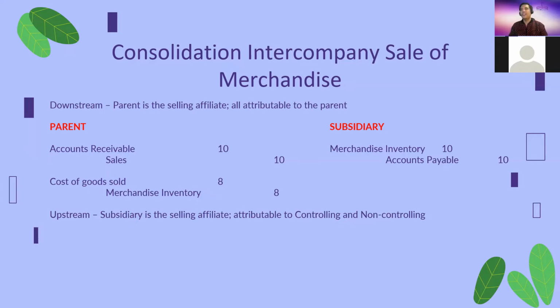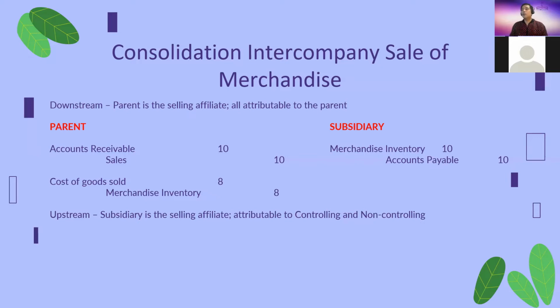So simply, if it's downstream, the parent is the selling affiliate. And all of this will be attributable to the parent. So when we go through the sample exercises later, we'll illustrate this downstream and upstream and how this is relevant in terms of the calculation of the non-controlling interest and consolidated net income.